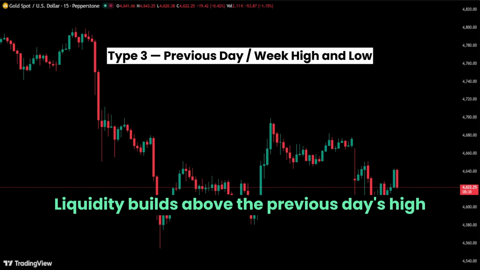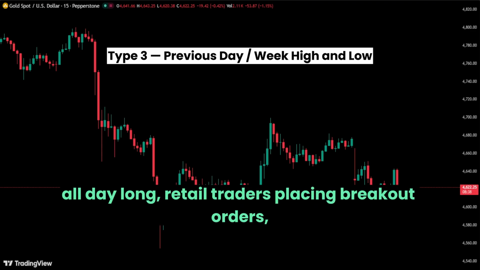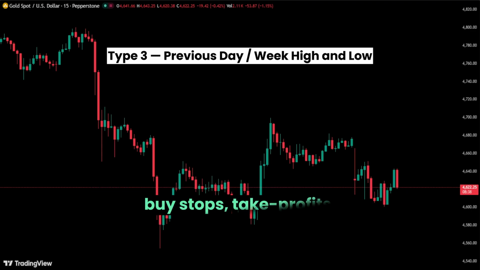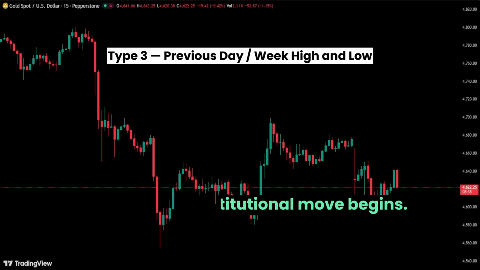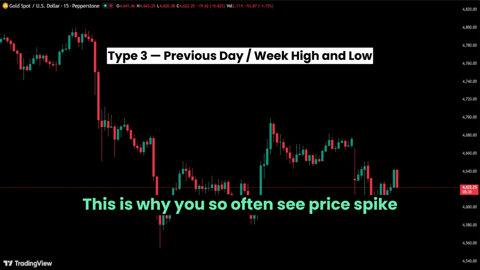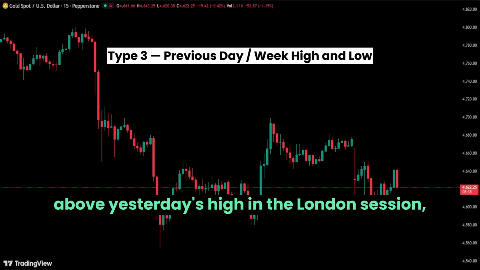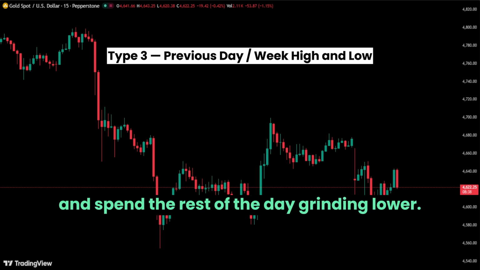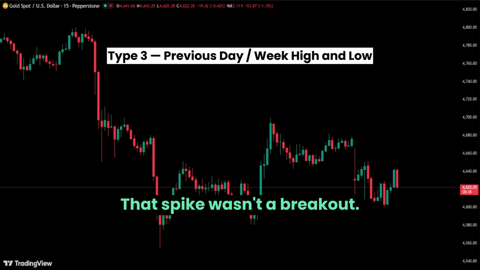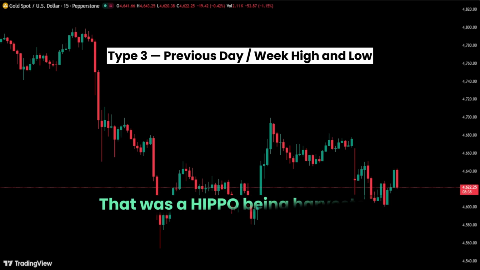Liquidity builds above the previous day's high all day long. Retail traders placing breakout orders, buy stops, take profits. Banks target that liquidity before the real institutional move begins. This is why you so often see price spike above yesterday's high in the London session, only to reverse and spend the rest of the day grinding lower. That spike wasn't a breakout, that was a HIPPO being harvested.